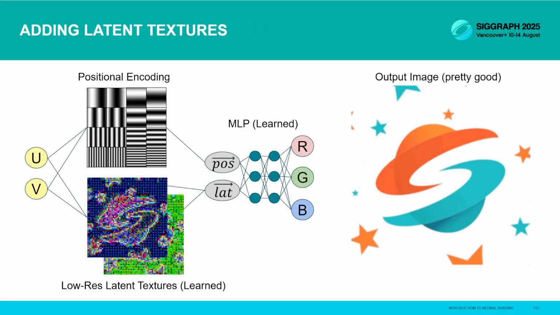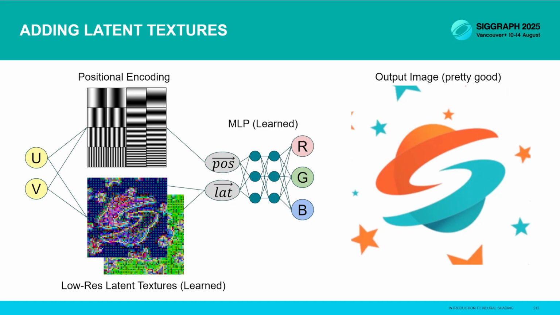A better option is to introduce another input to the MLP, called the latent textures. It's just one or several textures that are smaller than the original image by a factor of 2 or 4, with low precision, such as 2 or 4 bits per component. The latent textures are sampled at the same UV position that we're reconstructing, and the sampling result is fed into the MLP, along with the positional encoding.